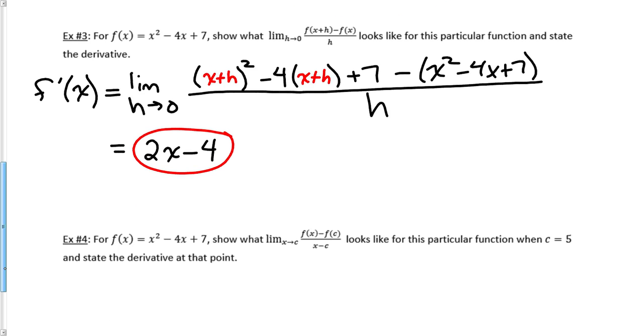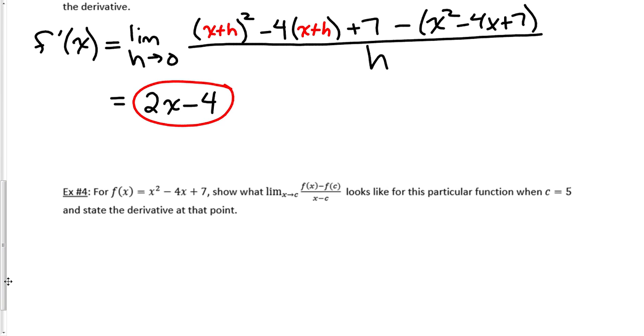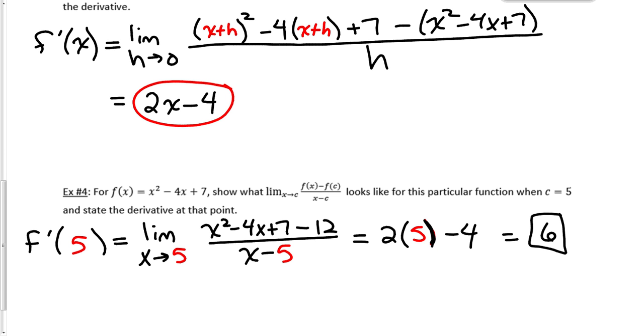And that's my derivative. On to the next one. I believe it's the same thing, except now we're at a point. So please pause the video and complete example 4. Here's the solution. If you got this correct, we're going to keep on rolling with the video. If this is not correct, please pause the video here, make any corrections, or write down any questions. Next page.